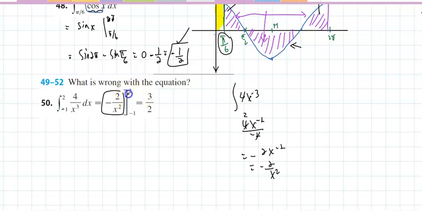And they threw the 2 in. What is f of 2? Isn't that negative 2 over 4 minus f of negative 1? Isn't f of negative 1 a negative 2 over negative 1 squared, which is 1? Isn't that a negative 1/2 plus 2, and that's a 3/2? Yeah, hey, it seems to be fine. Why are they saying there's something wrong with it?